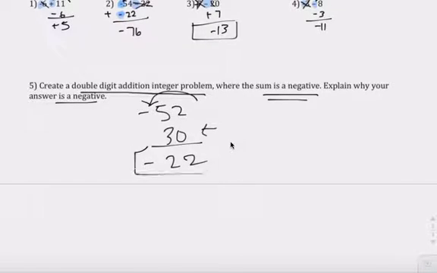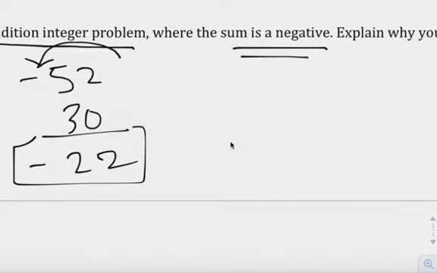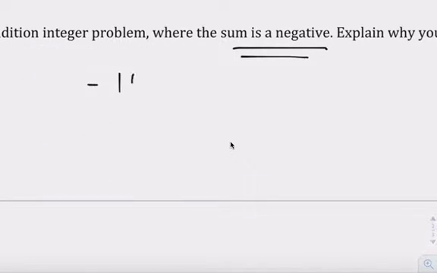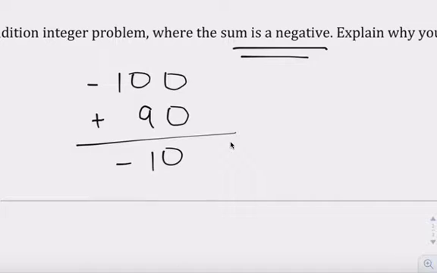So let's explain why your answer is negative. Your answer is negative because the bigger number takes the sign. In adding and subtracting, the biggest number, and my biggest number is 52, has a negative. That's why my answer is negative. Okay, so this will be on your next quiz or something. I will have one. You can have any number. Let's say you want a different one. Let's say negative 100 plus 90. You get negative 10. The reason why it's negative, the bigger number takes the sign.